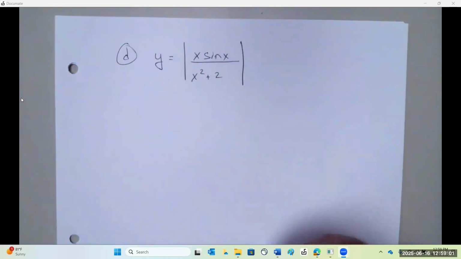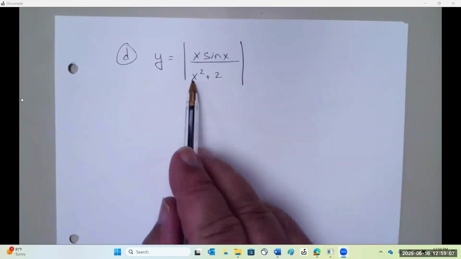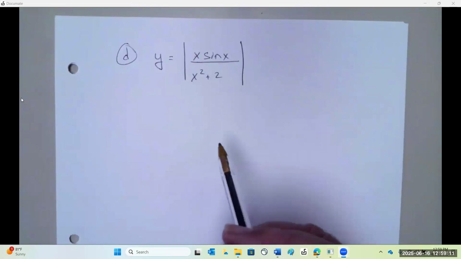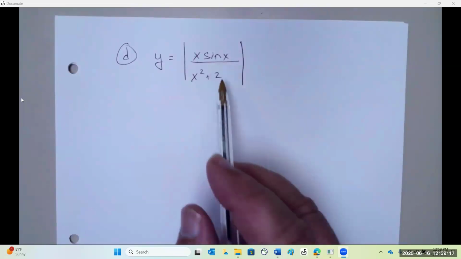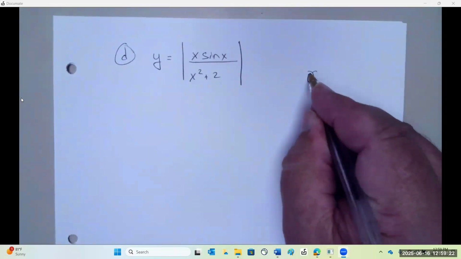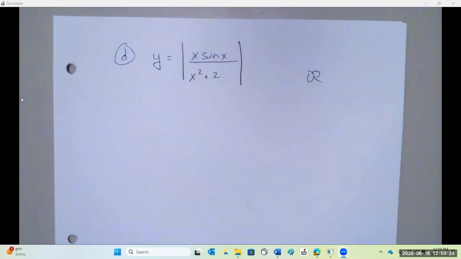Are there any places that can't exist? Can the bottom ever be 0? No, it's a positive function. X squared plus 2 can never be negative or 0. So it's always a continuous function. So this one is continuous on all real numbers.